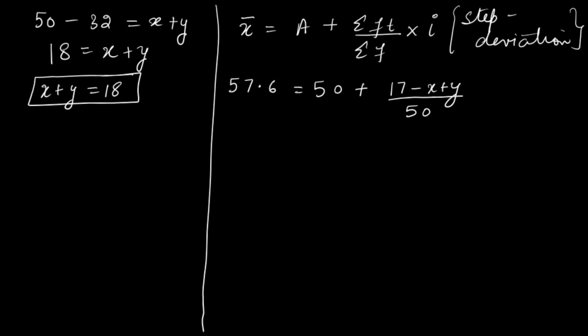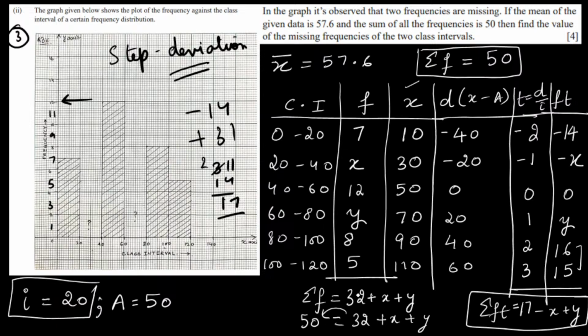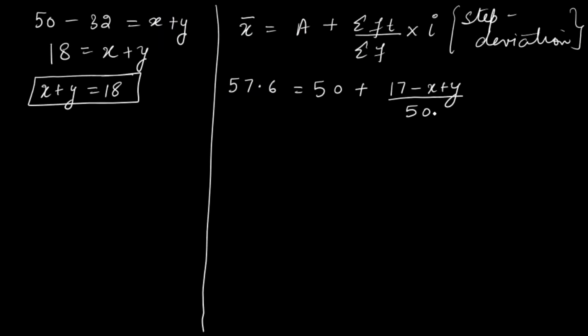Some students will make a common mistake here. They will write sigma f in the form of x and y. They'll write it as 32 plus x and y. So this value of sigma f we don't have to substitute. That is the common mistake here. You have to avoid this. So sigma f's value in the form of a number is given to us, that is 50. We can write class size is 20. So we can solve this thing. 0 and 0 will get cancelled. This 50 if we shift to this side it will get subtracted.